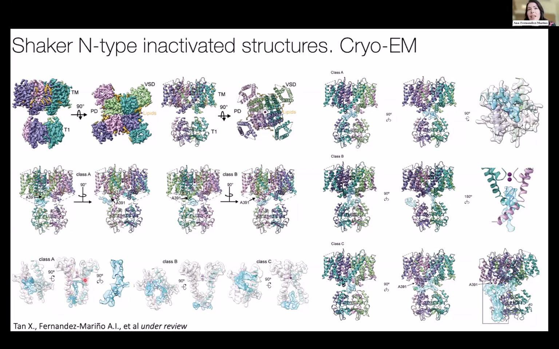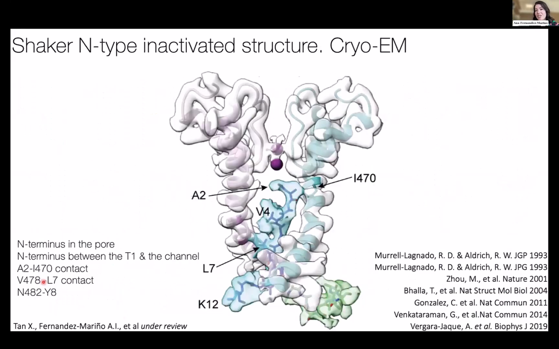So you can see a fully engaged peptide here. And I'm just going to go to this one here, this beautiful structure where he saw a continuous density from the T1 domain all the way up into the selectivity filter. So I'm just going to be focusing on this one right here, which looks like this. You're looking at the pore domain of two subunits, the S6 helix of two subunits, and this is the unfolded peptide from the alanine 2 to the residue 12.